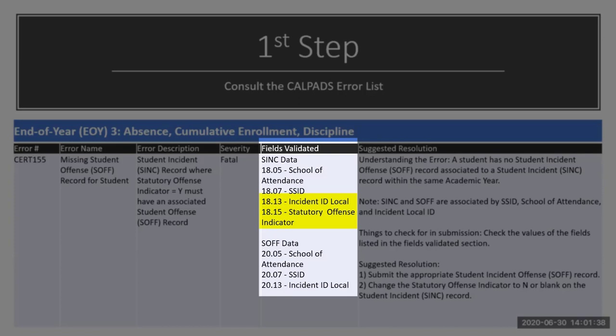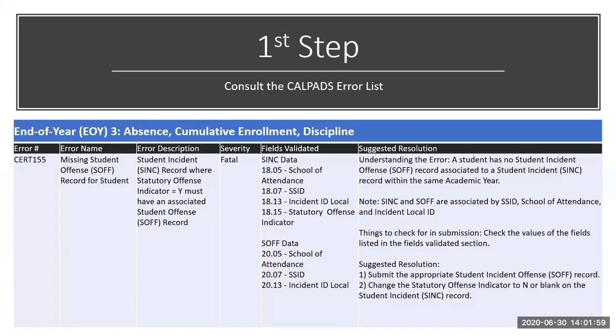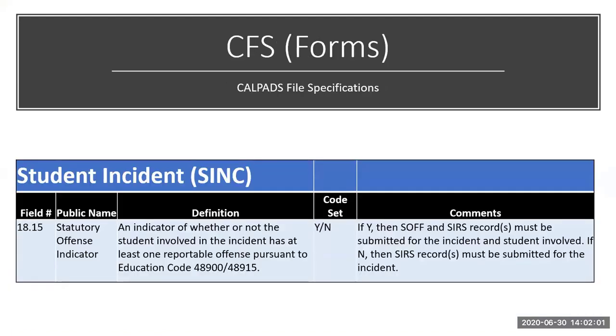That is a field of validation because if you say yes, then the SOF is required. If you say no, then it's not required. And then in the SOF or the student offense data, the school of attendance, the SSID, and then the incident ID local has to match the sync data so we know that they're corresponding records. Pretty straightforward, I think, pretty easy to grasp so far.